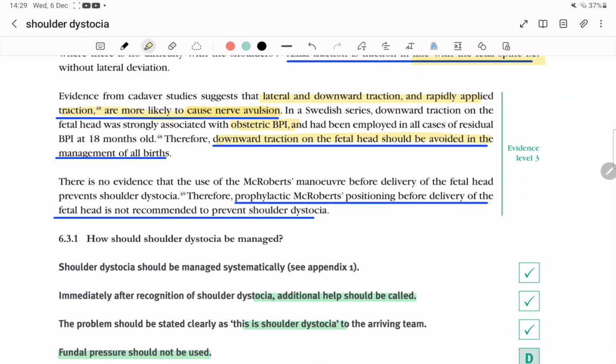Okay, now the prophylactic. Give importance to each and every word in your MCQ scenario. If the word prophylactic is given in the MCQ, then there is no need for McRoberts positioning, because it is not recommended for prevention of shoulder dystocia to put the mother in the McRoberts position before the shoulder dystocia. So McRoberts has no role in prophylaxis. Once the shoulder dystocia has developed, then McRoberts has a role.